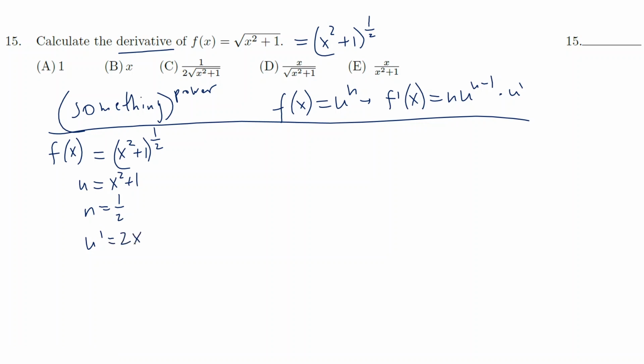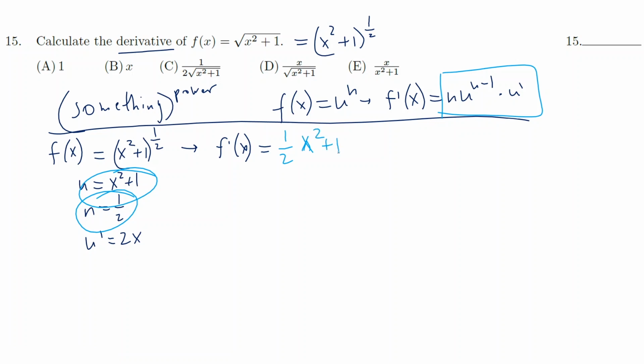So therefore, if I'm to take f prime of x, not to confuse you, let me actually use some colors. Let me use, say, blue color. So I'm looking at this, right? So it's n, which is 1/2, times u, which is x squared plus 1, to the power of n minus 1, right? So it's 1/2 minus 1, which is negative 1/2. So negative 1/2 times u prime. u prime in this situation is 2x from here.